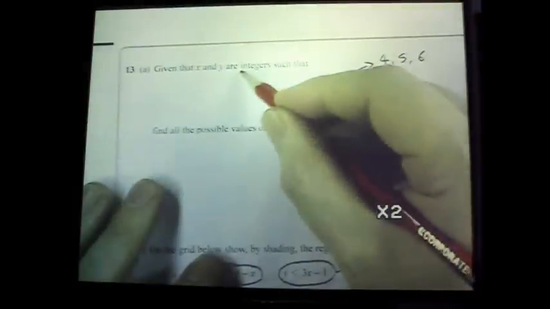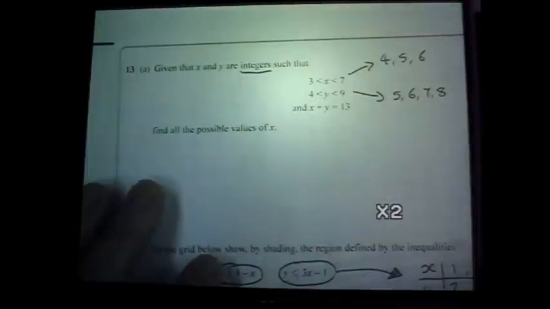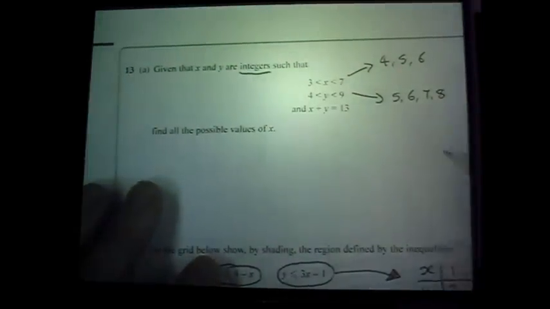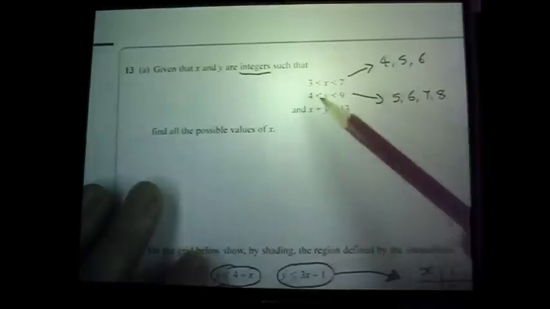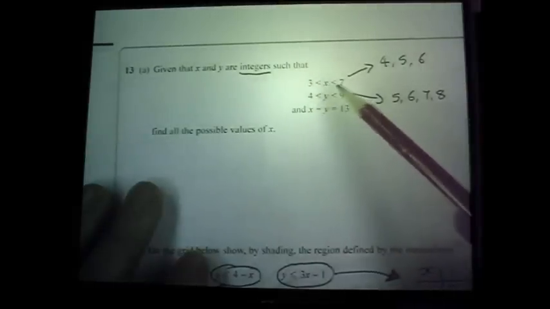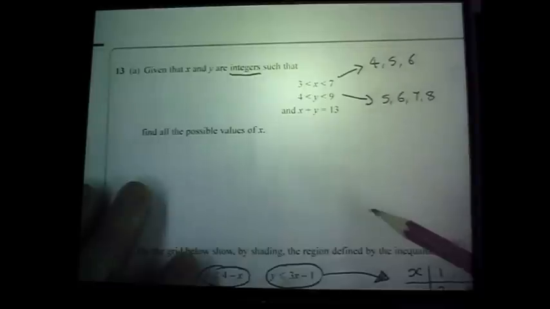Question 13. Let me zoom in a bit. Given that x and y are integers, right, an integer is a whole number, so 1, 2, 3, 4, 5, 6, 7, and so on. Basically, anything not a decimal. Such that, this says x is greater than 3 and less than 7. So the numbers greater than 3 and less than 7 are 4, 5, and 6. This one says y is greater than 4 and less than 9. So there's the numbers that are greater than 4 and less than 9.